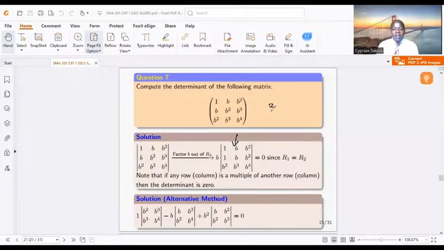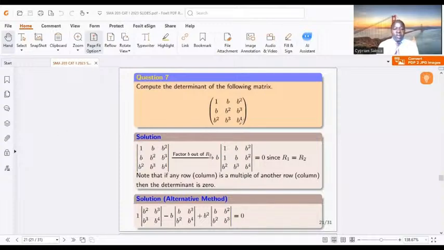Just the same way, if I have this row, and then multiply this row by 3 and get 6, 12, I expect this determinant to be 0. Because this row and this row are related, one is a factor of the other. And that's what I've written here. Note that if any row or column is a multiple of the other row or column, then the determinant of that matrix is 0. So once you know that, it becomes very easy.